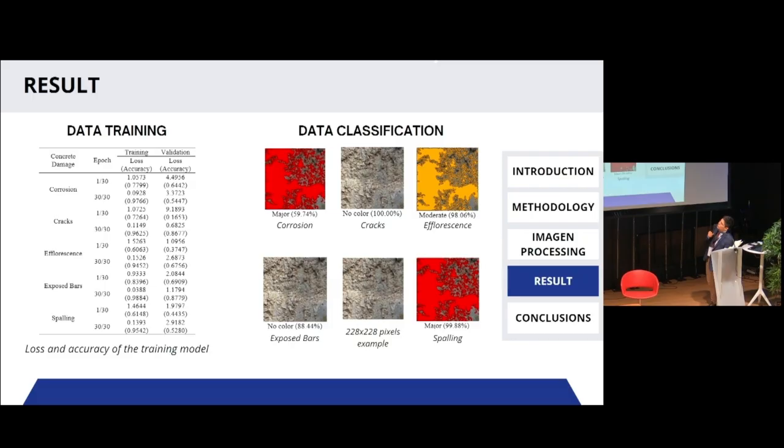You can see the result of the data training with the 5 main concrete damages: corrosion, cracks, efflorescence, exposed bar, spalling. You can see the loss and the accuracy of the training and the validation. We separate with epochs, the first one, and the third. And for the data classification, I chose one of the examples. You can see here at the bottom middle the result for how we get the classification in corrosion, cracks, efflorescence, spalling, and exposed bar. You can see that we have a very good percent, no color 88%, so that means it's correct.